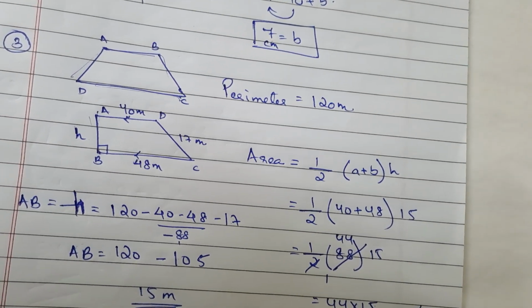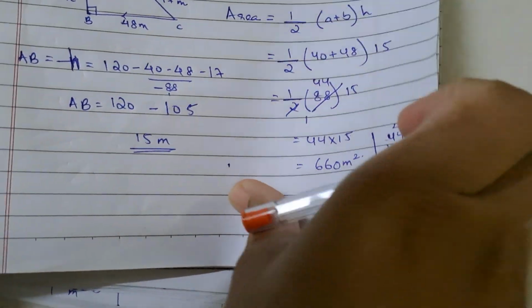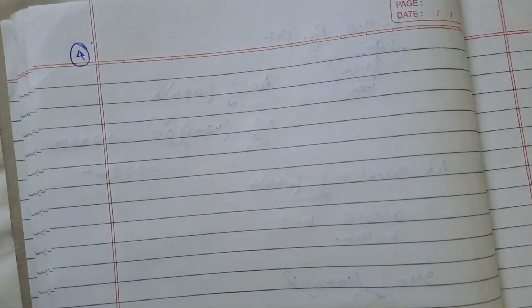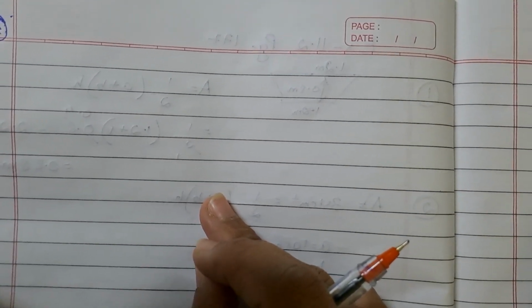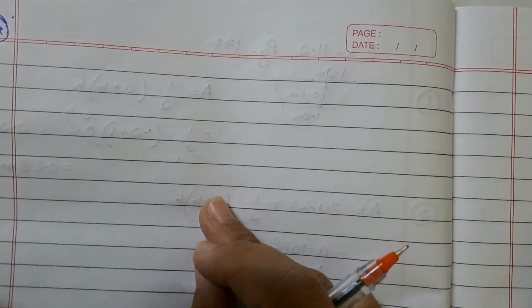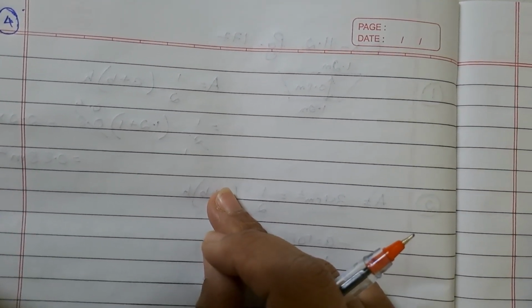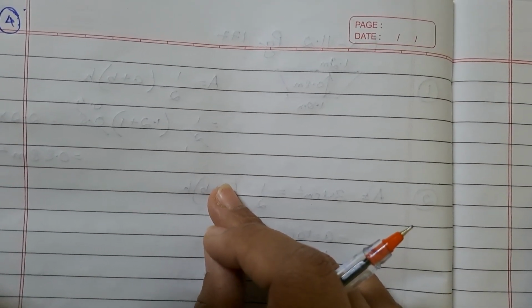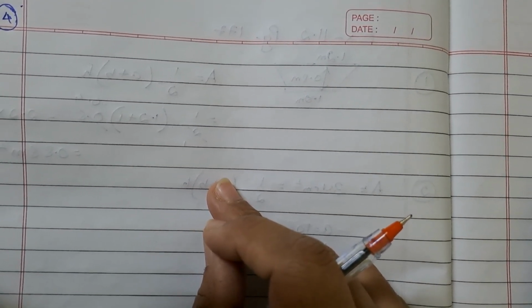Okay, now going to the next question. In here we have the fourth question that says the diagonal of a quadrilateral shaped field is 24, and the perpendiculars dropped on it from the remaining opposite vertices are 8 meters and 13 meters. Find the area of the field.